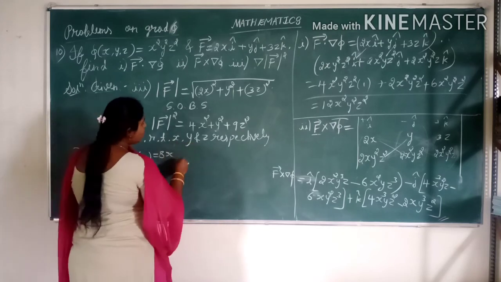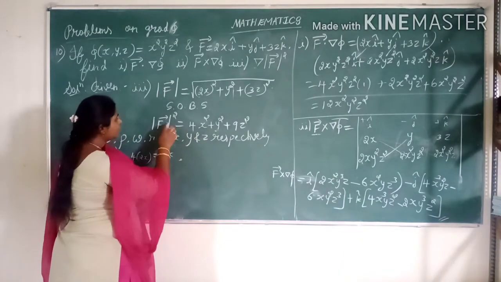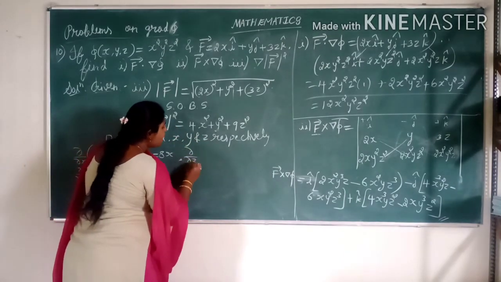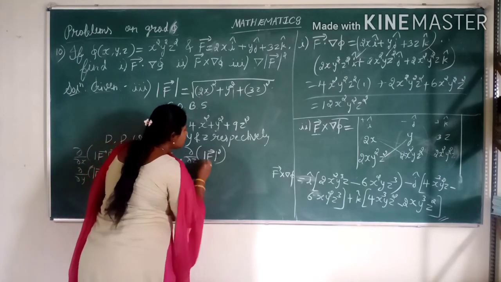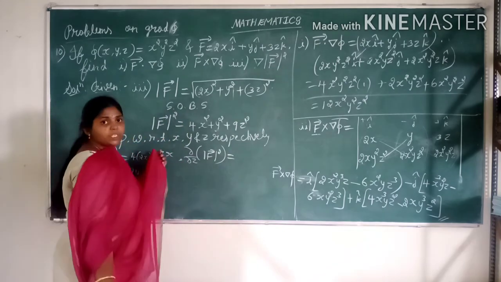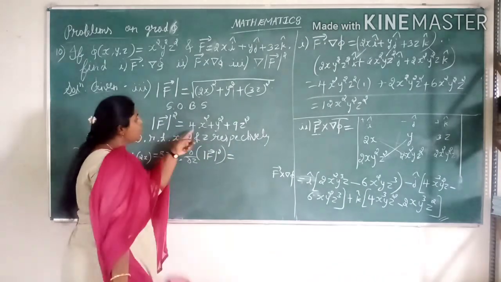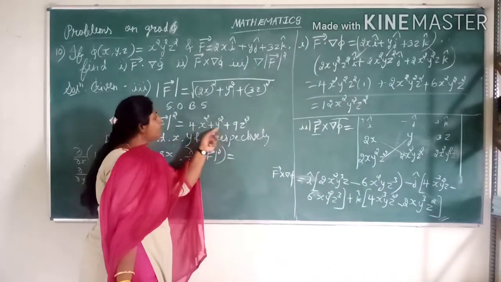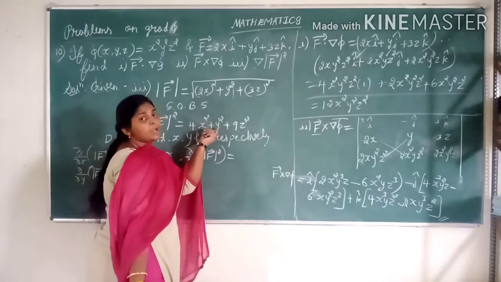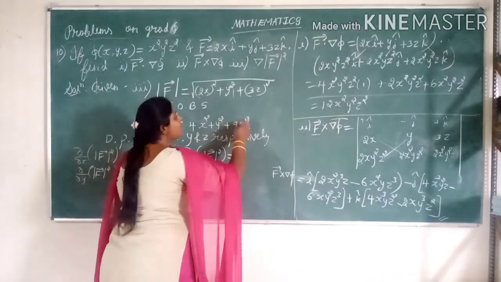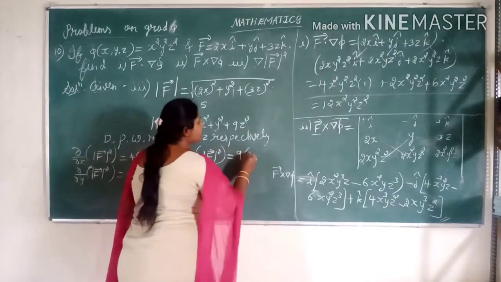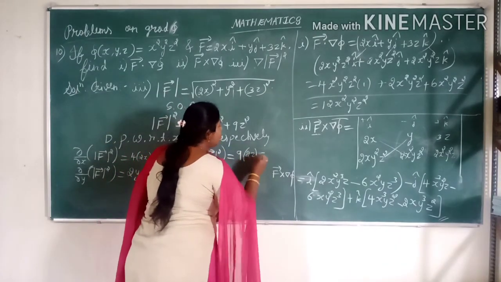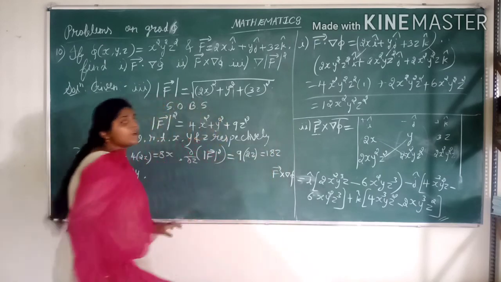Similarly, find out the what? Differentiate partially with respect to z. We get dou by dou z of the what? Modulus of vector f whole square is equals to, while differentiating partially with respect to z, you treat the x and y as constant, therefore these two terms values is 0. Then what is the differentiation of 9z square? 9 as it is. Differentiation of z square is 2z. 9 2s are 18z.